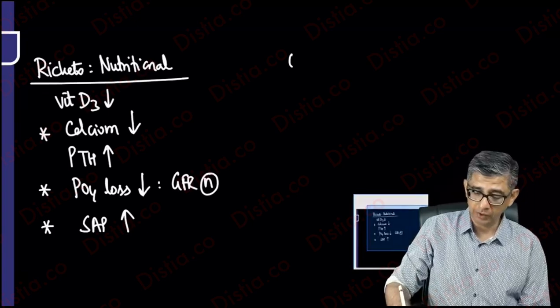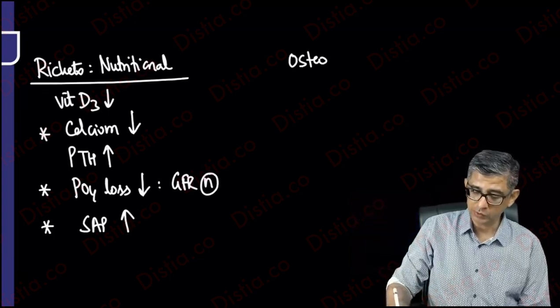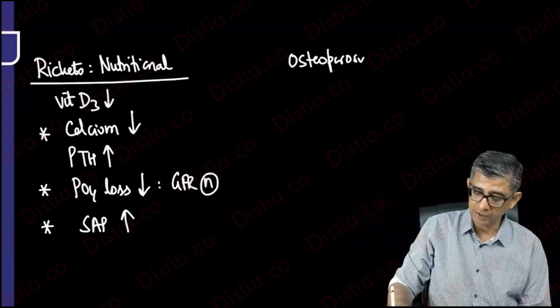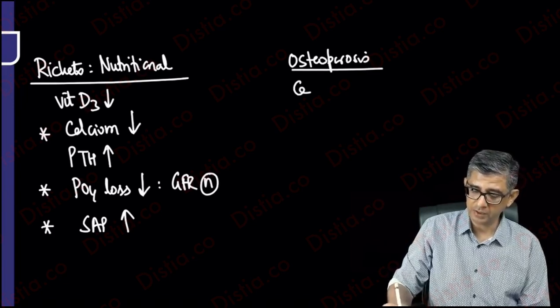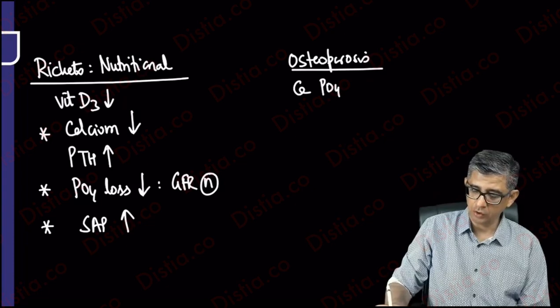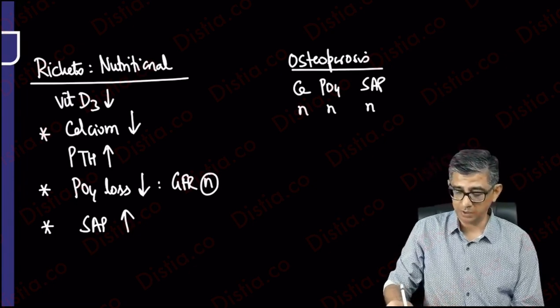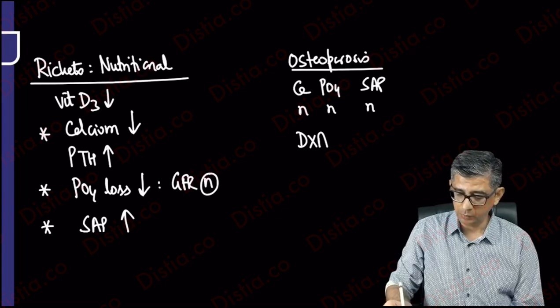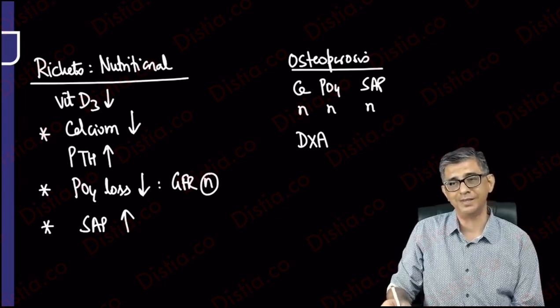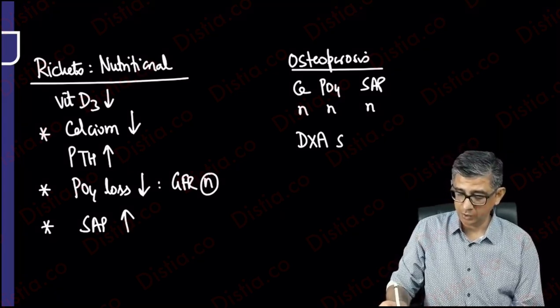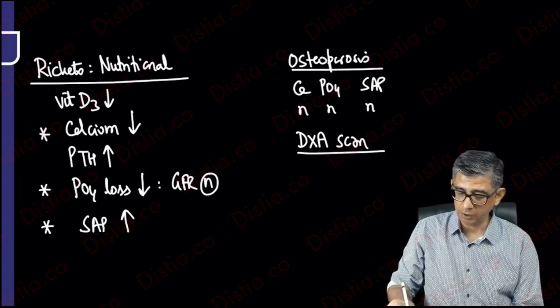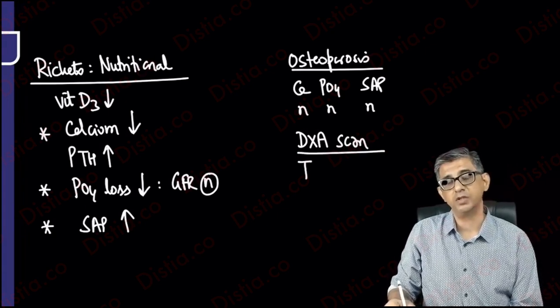Also, I would like to remind you that in a case of osteoporosis, the values of calcium, phosphate, and serum alkaline phosphatase would all be perfectly normal. So when you want to diagnose osteoporosis in a patient or determine bone densitometry, you'll be doing a DEXA scan. The report of the DEXA scan will give you a T score as well as a Z score.